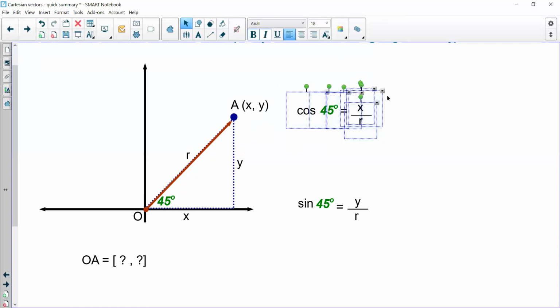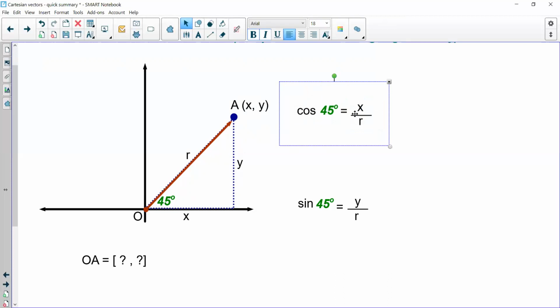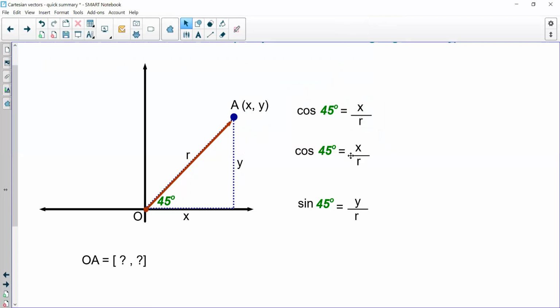So here's what I'm going to do. I'm just going to grab a copy of this, and hopefully this works out for me. Let's see if it does. So if I wanted to solve for x, it's as simple as multiplying both sides by that there.